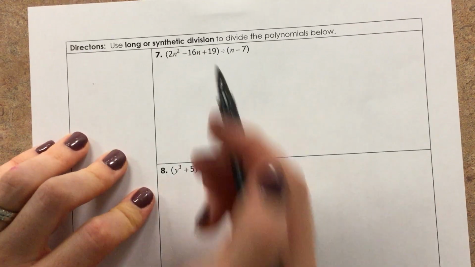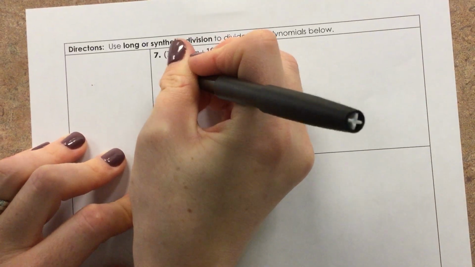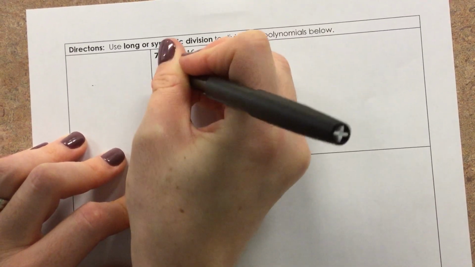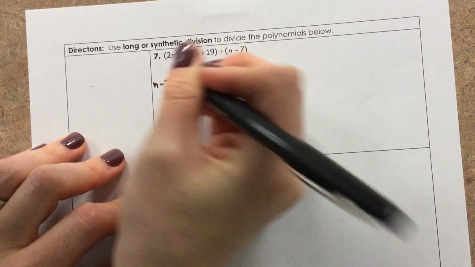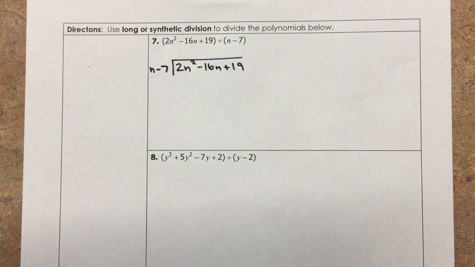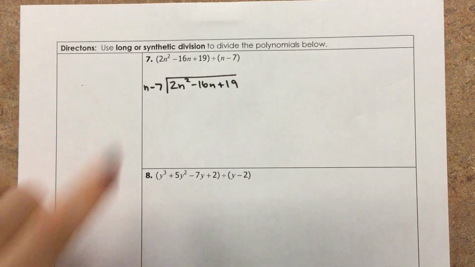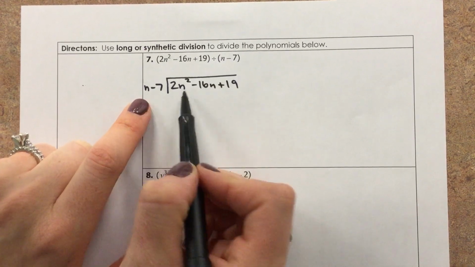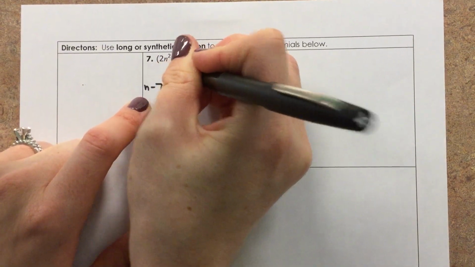So this, I'll do the long division. Take the 2n squared minus 16n plus 19 and divide that by n minus 7. Now, I am never gonna tell you to choose one over the other, so whichever one you like better, just stick with that one. So it goes like this. How many times does this go into this? Or what do I multiply by this to get this? And that would be a 2n.